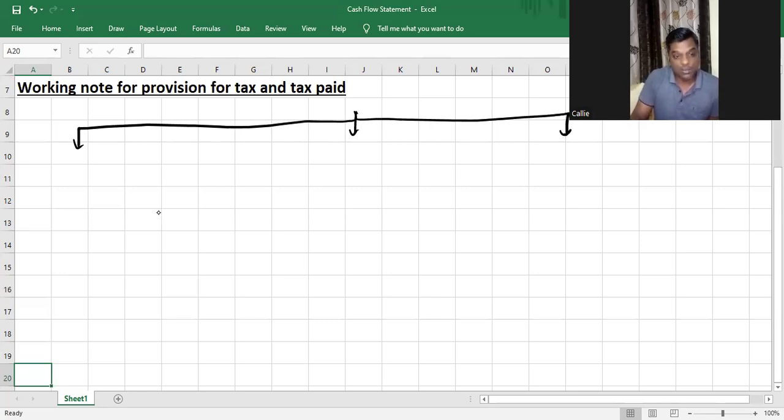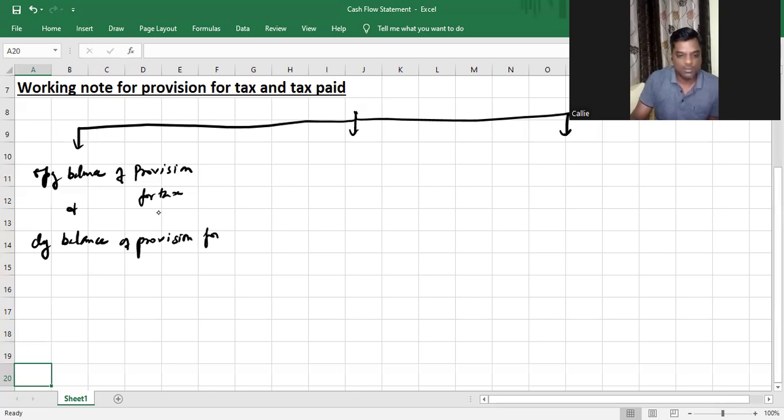A question in which the opening balance of provision for tax and the closing balance of provision for tax are given. Opening balance for provision for tax and closing balance of provision for tax are given. No other information given. All right. That is one type of question. Let's call it type 1. Type 2.